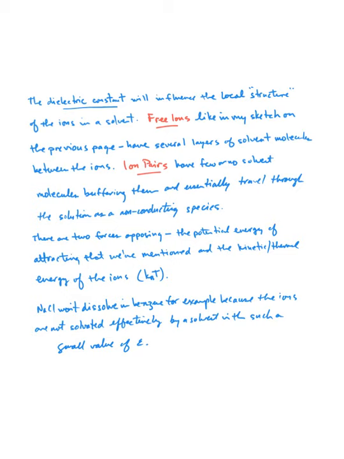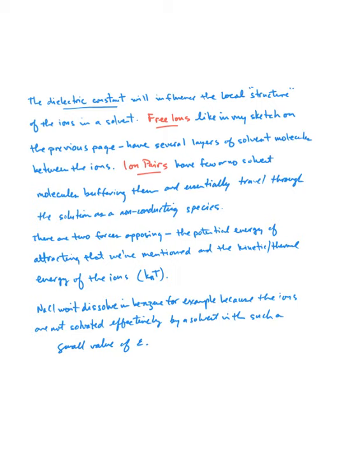And what I mean by that is, as you put more of the ionic solute in solution, the ions can kind of start pairing up or not pairing up. So ions are said to be free ions, like in my sketch on the previous page, where you might have several layers of solvent molecules between the ions. Alternatively, ions can actually be thought of as ion pairs, where you have just maybe one or two solvent molecules or even no solvent molecules buffering the distance between them.